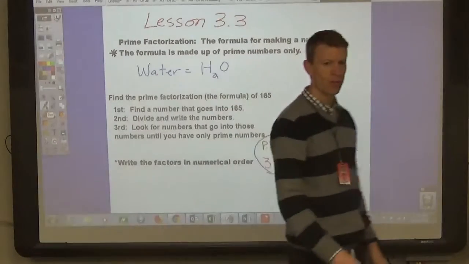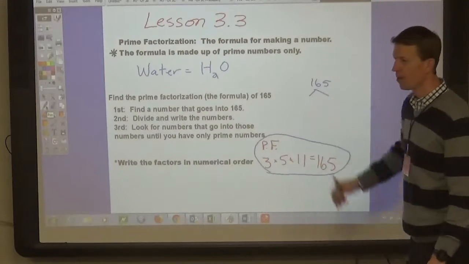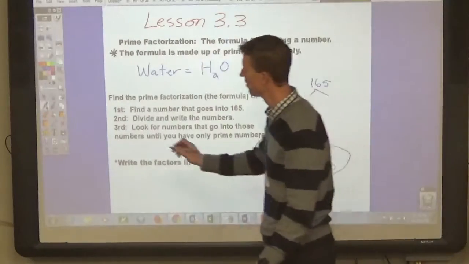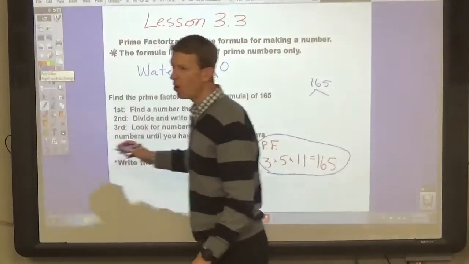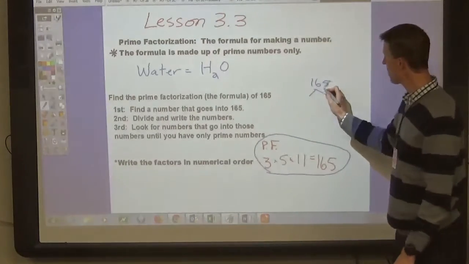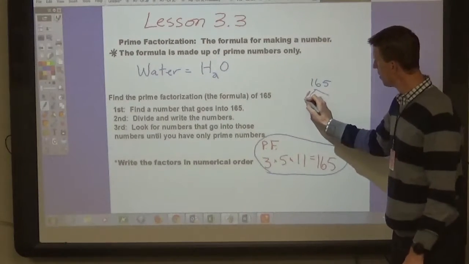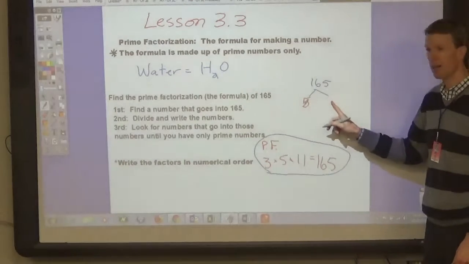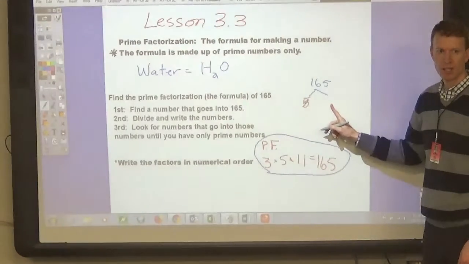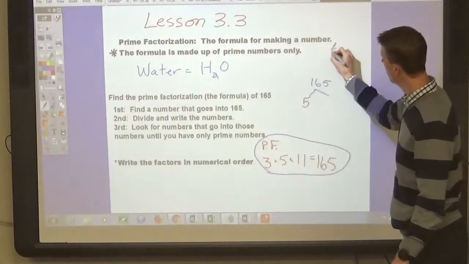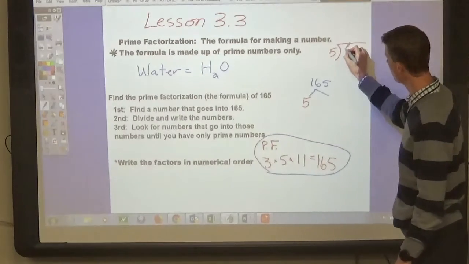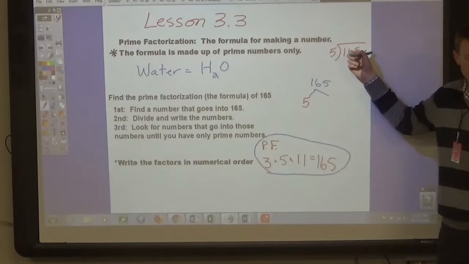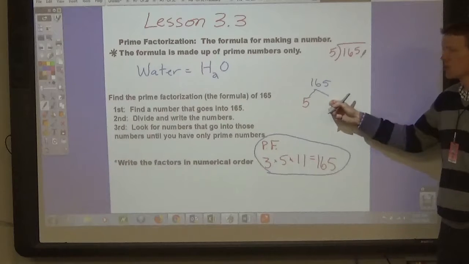So how would you find how many times 5 goes into 165? Leo? I don't know, but I know that 3 can go into it. We know that it ends in a 5, right? So we'll write a 5 here because 5 goes into 165, but we don't know what 5 times goes into it unless you do the math. So what you might have to do is actually do the division to find the next factor, to find what factor goes with 5.